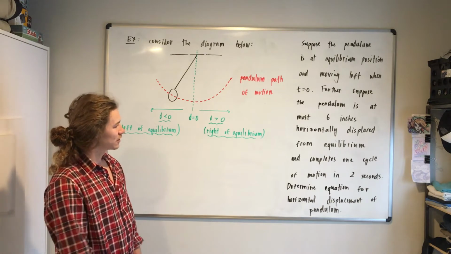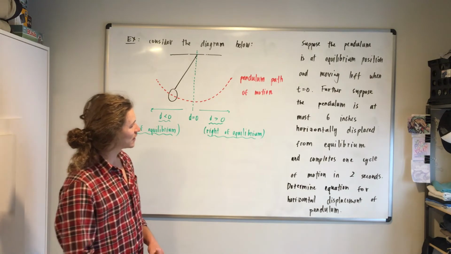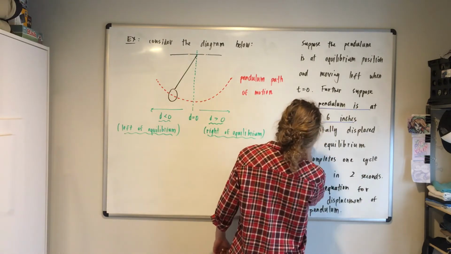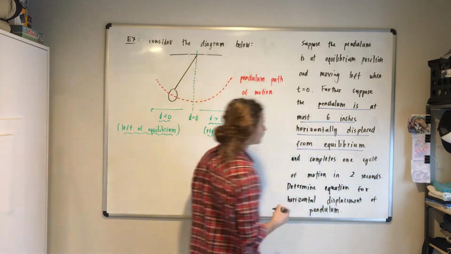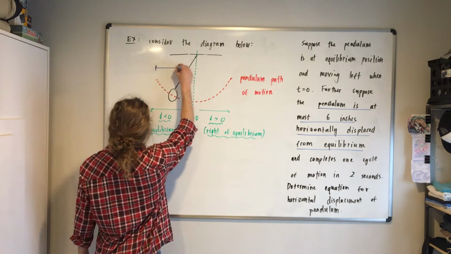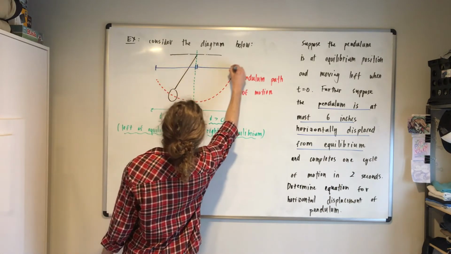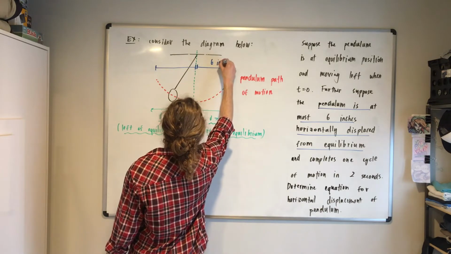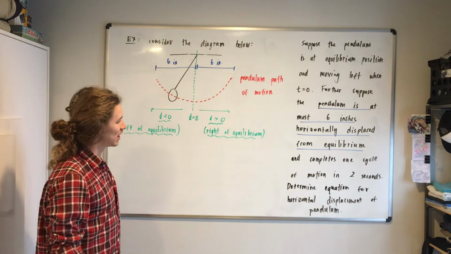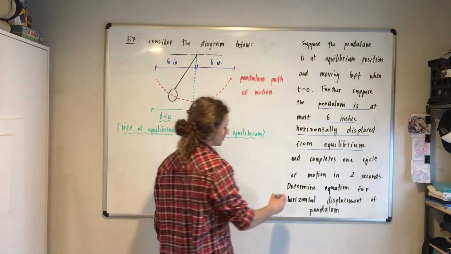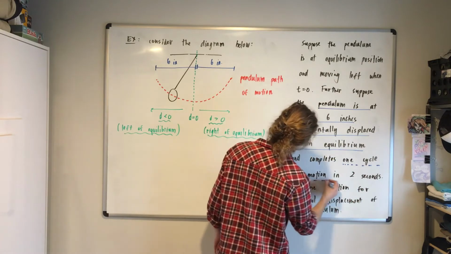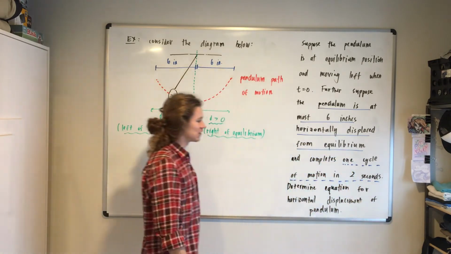Alright, so note a couple things here. Note that the pendulum is at most 6 inches horizontally displaced from equilibrium. This says that our maximum distance, say this maximum distance here, or this maximum distance here, is 6 inches. What else do we see? We complete one cycle of motion in 2 seconds. Well, what does that tell us?